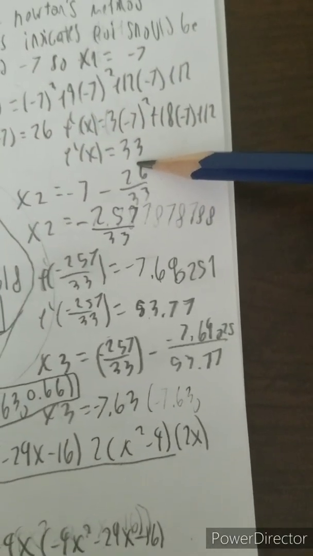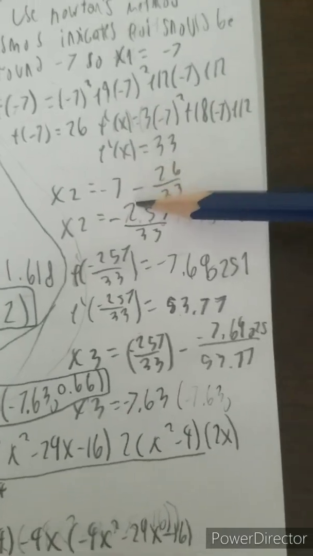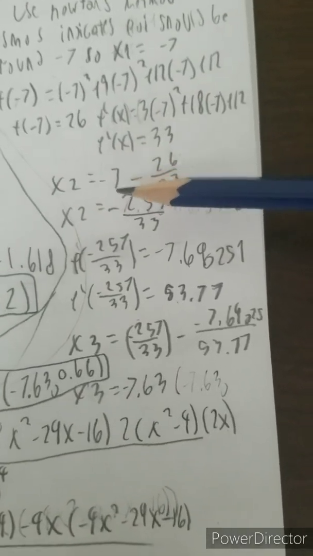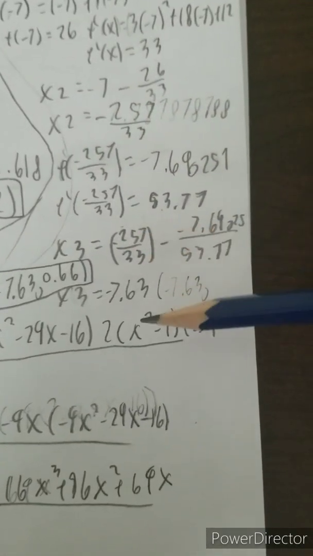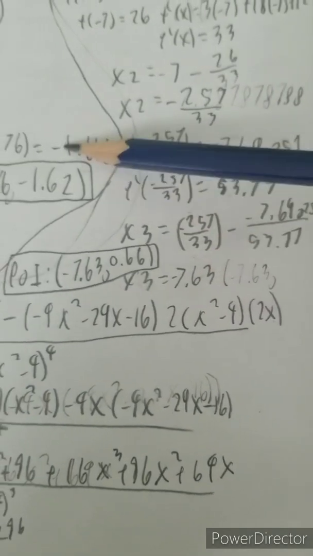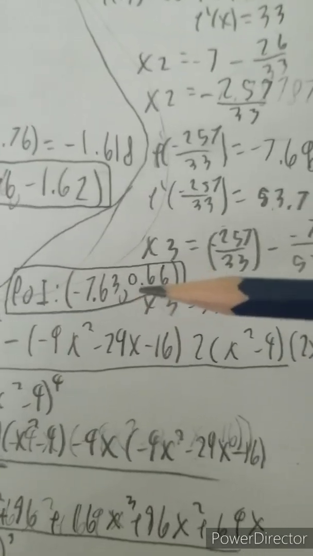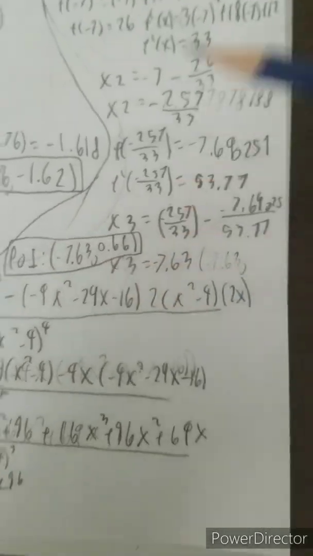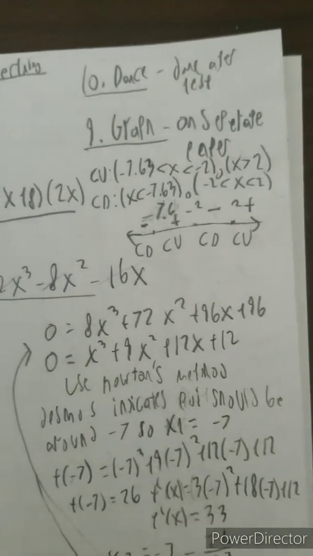I go f of x over f prime of x, and then subtract that from our original guess. We find the first iteration, then we do the same thing. We find our second iteration, so we find our POI. We sub that into our original function. We get the POI is (-7.6, 0.66), right? So now we're done all the steps.